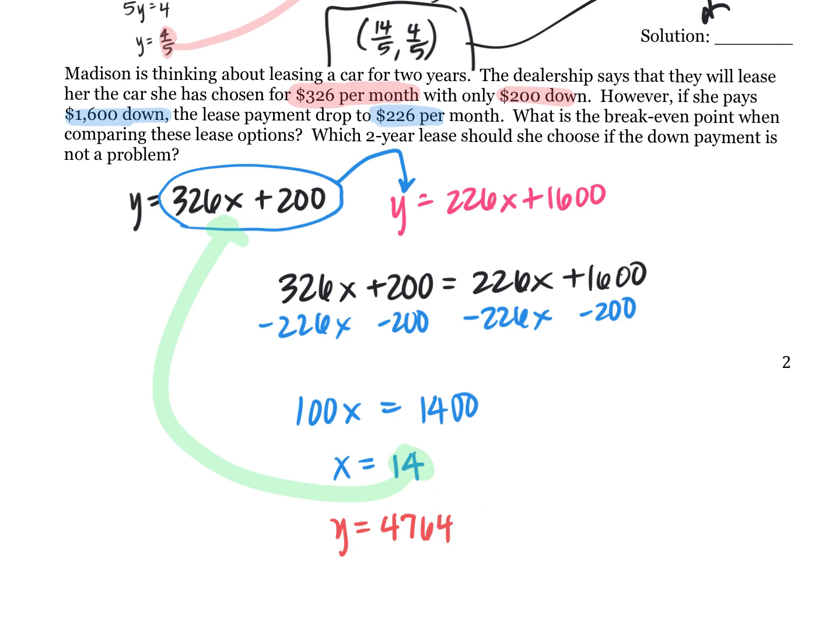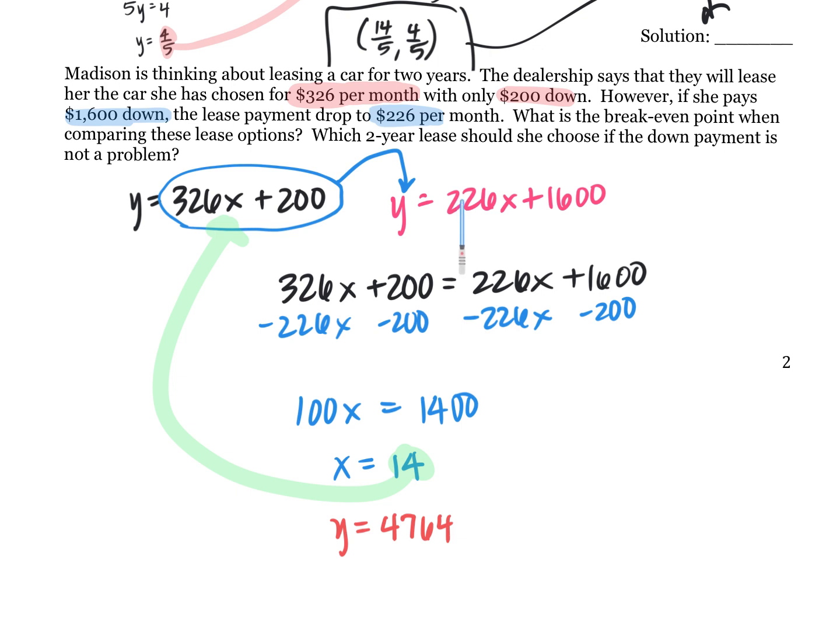So, you guys, regardless of which lease option she chooses, 14 months in, she will have paid $4,764. Does she still have time on her lease? Yes. So doesn't she still have 10 more months, right? Because 24 months in 2 years. So if you are paying the same amount up to 14 months, would you want to keep paying $326 a month or $226 a month? You want to pay $226, save yourself $100 a month.